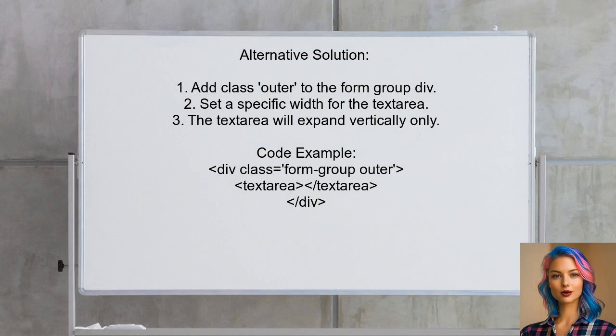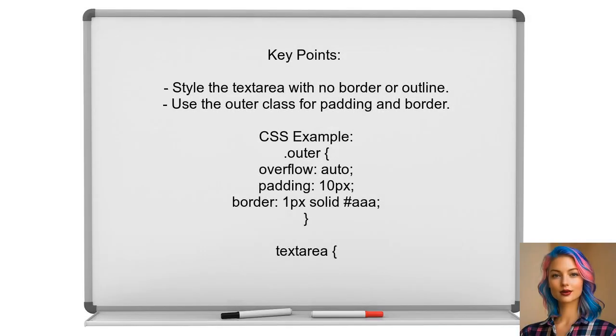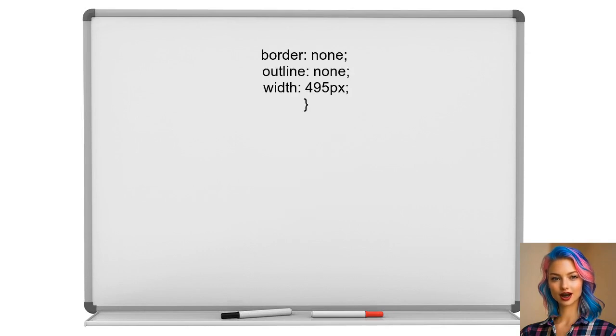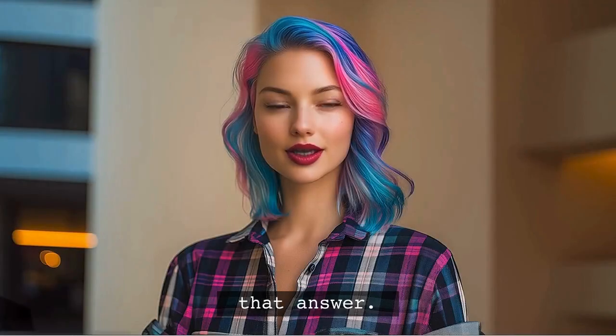An alternative solution suggests adding a class called outer to the form group div. This approach allows you to create a container that simulates the text area's padding. Remember to set a specific width for the text area, which will only expand vertically. In this solution, the text area is styled with no border or outline, and the outer class provides padding and a border. This way, the padding appears to work correctly even when the scroll bar is present. That's all on that answer.